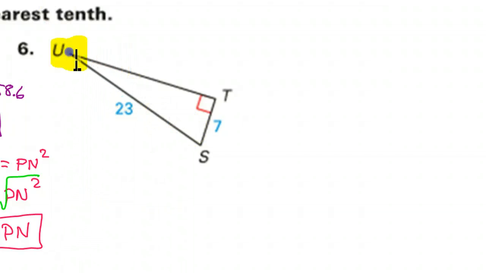For example, say we want to find angle U. And then of course we've got the 23 and the 7. So the first thing we have to do is decide which trig function we're going to use. Well, from the perspective of U, this 7 is opposite because it's across from, and this 23 is the hypotenuse. Some students will accidentally say adjacent because it's close to, but when we say adjacent, we're talking about the leg, not the hypotenuse. The hypotenuse is always the hypotenuse.